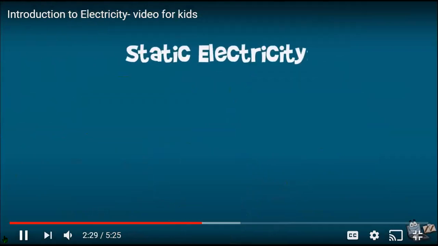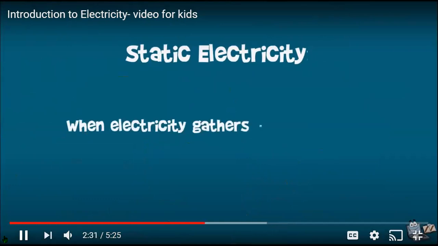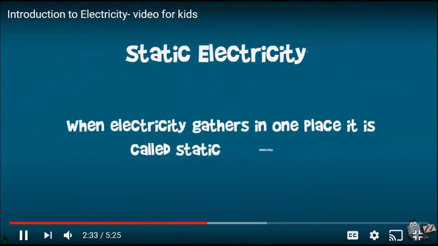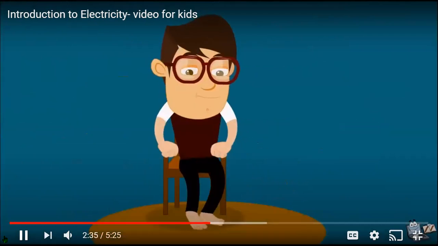Static electricity. When electricity gathers in one place, it is called static electricity. For example, when you rub your feet on a carpet and then zap something when you touch it, it is static electricity that you have built up on the surface of your skin, discharging onto another object. Lightning is also a powerful example of static electricity.